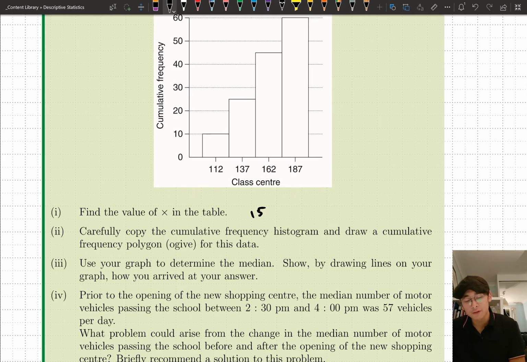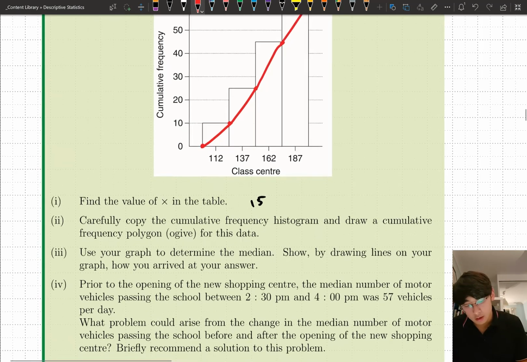Part 2: carefully copy the cumulative frequency histogram and draw a cumulative frequency polygon, or ogive, for this data. I'm just going to draw it right on top. With our ogive, we start from the bottom left of our first column and connect it with the top right of that column, and then we continue this process. So here, I'm just going to draw my ogive. 1, 2, 3, 4. There we go. Okay, I've drawn my ogive. Part 3: use your graph to determine the median. Show by drawing lines on your graph to arrive at your answer.